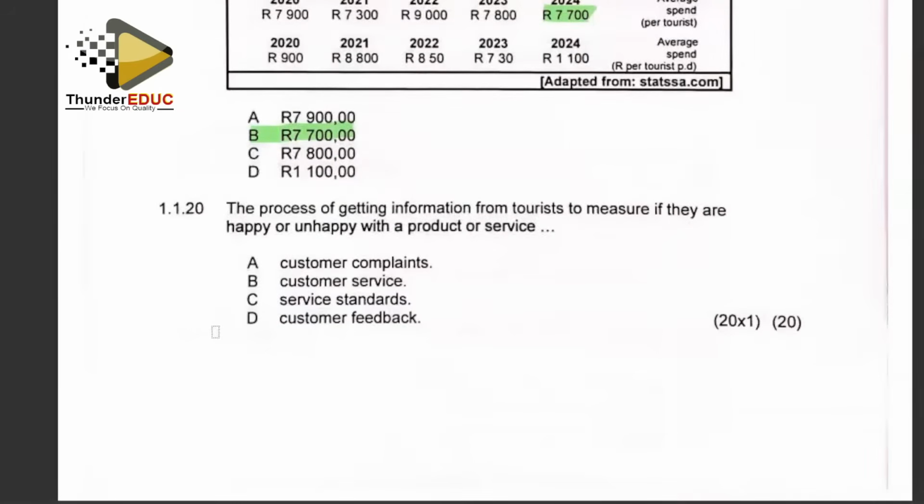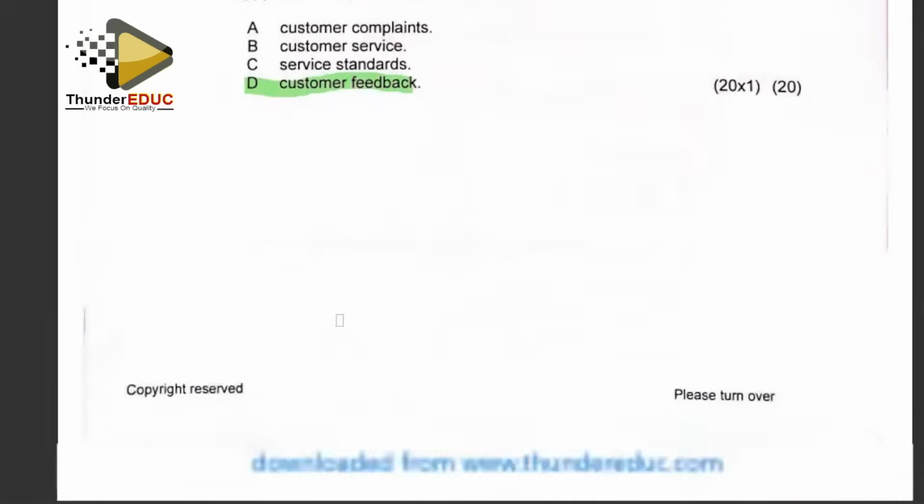1.1.20, the process of getting information from tourists to measure if they are happy or unhappy with a product or service, is known as customer feedback.